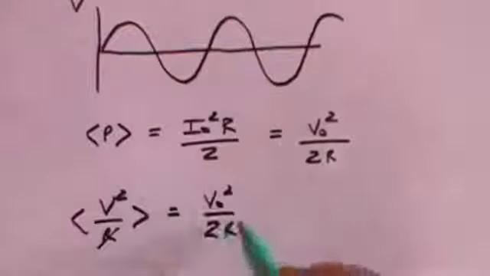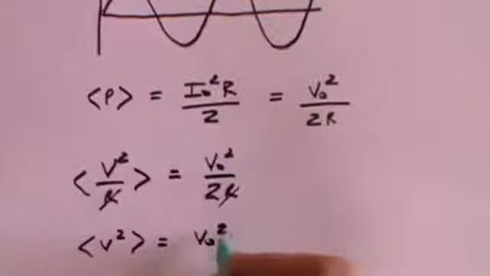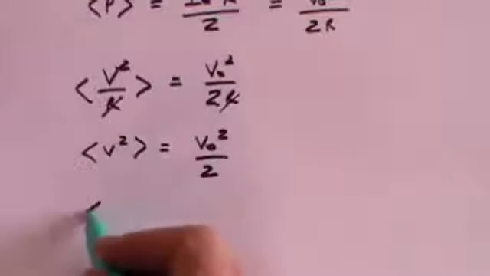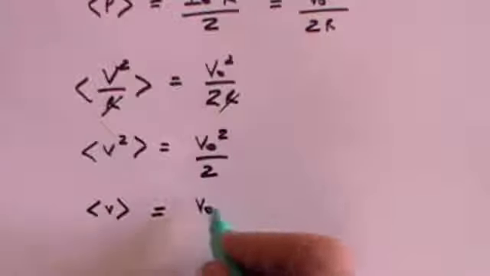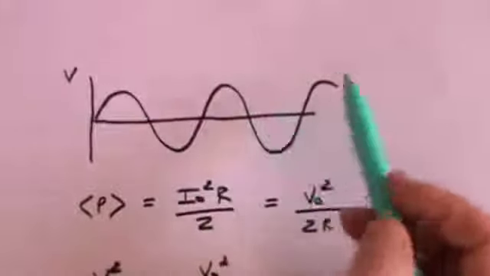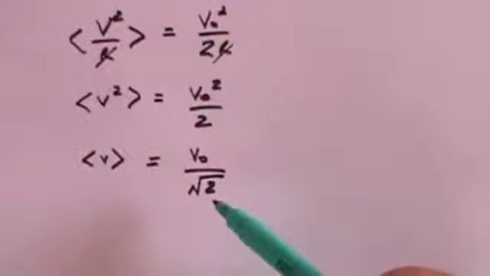The R's cancel, and that gives us that the average value of V squared is equal to V naught squared divided by 2. And that means if you take the square root of both sides, the voltage is equal to the square root of V naught squared, which of course is just V naught, divided by the square root of 2. And that's a root mean square. The average value of the voltage in an alternating current, where the voltage is constantly changing, is equal to the maximum value divided by the square root of 2.